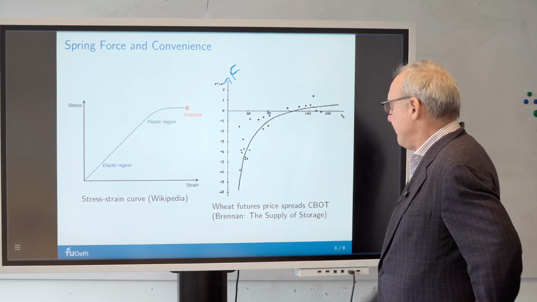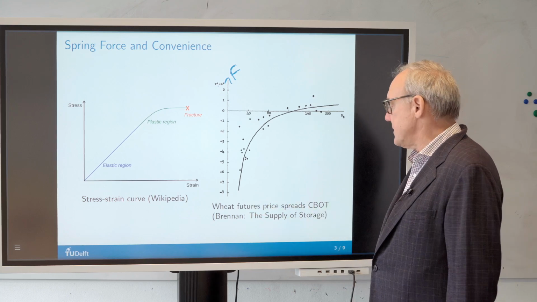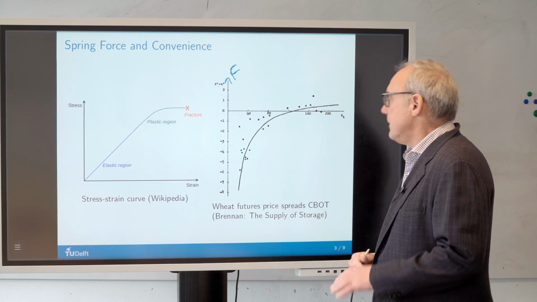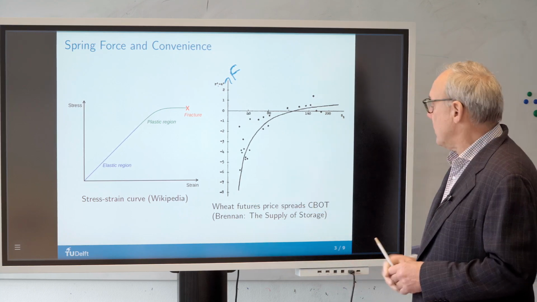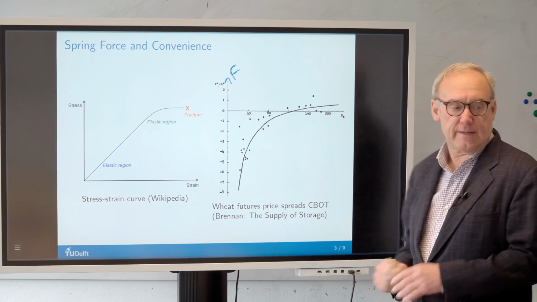This is from one of the founders of this thing called the theory of storage that they use in futures markets, this guy called Brennan. He's got a bunch of these. Interestingly enough, this is pretty old. And you see, this was from the 50s or something. You can see the guy with his typewriter.